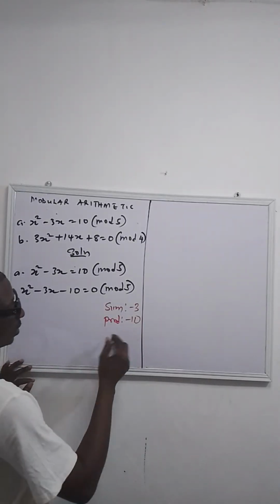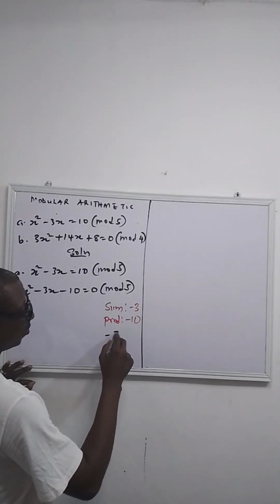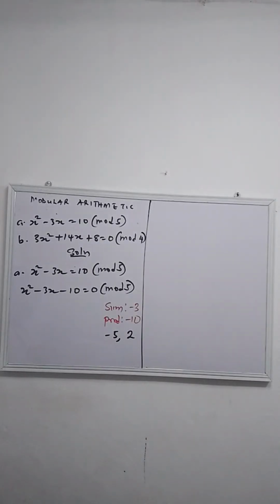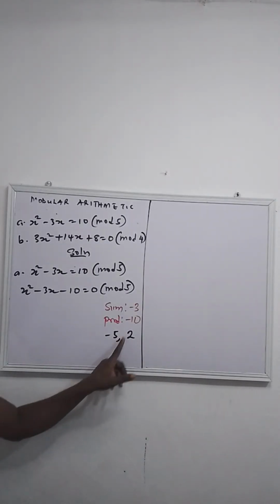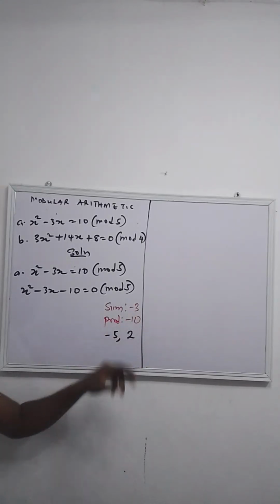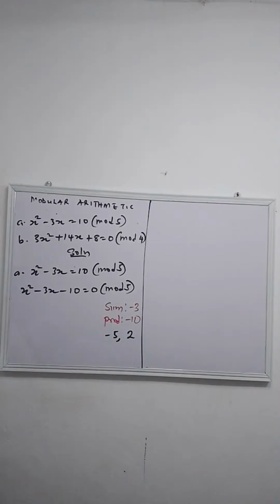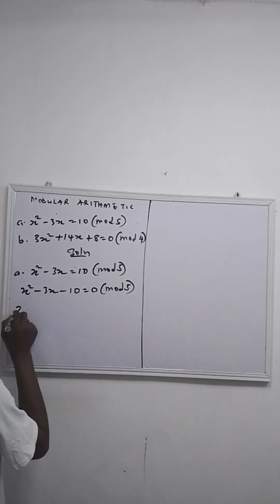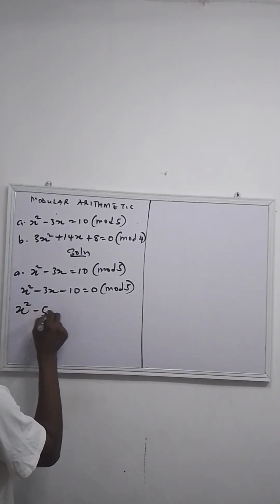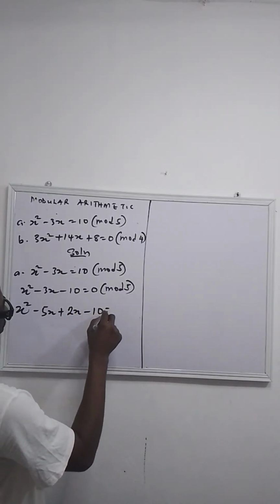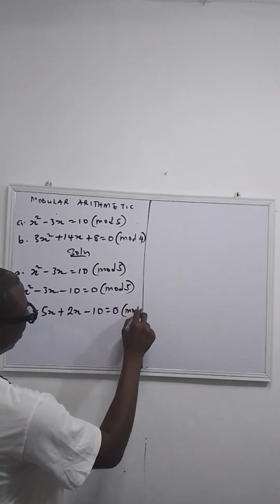So now let's look at it. Should we use negative 5 and 2? Look at it. When you multiply these, you have negative 10. When you add them together, you have negative 3. I hope you understand that. So that is what we are using. That means this equation turns to x squared minus 5x plus 2x minus 10 equals 0 in mod 5.